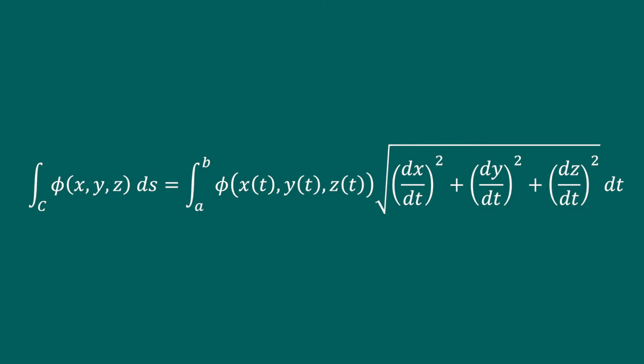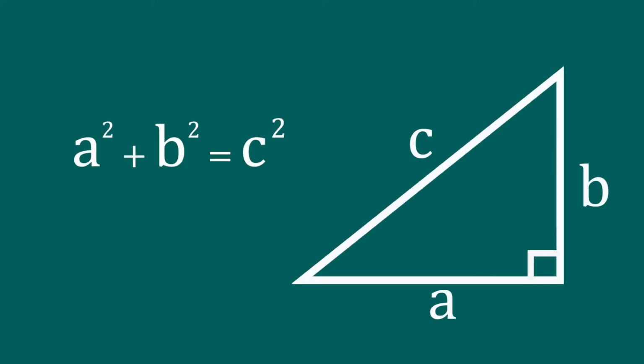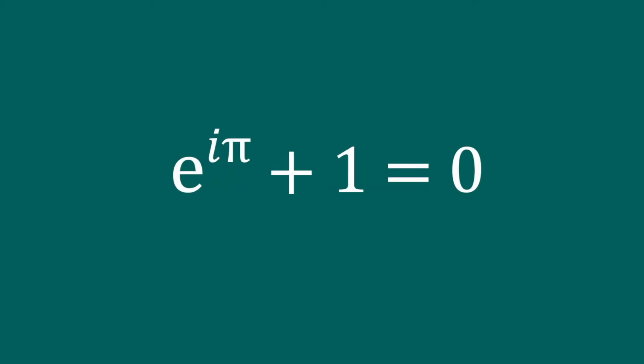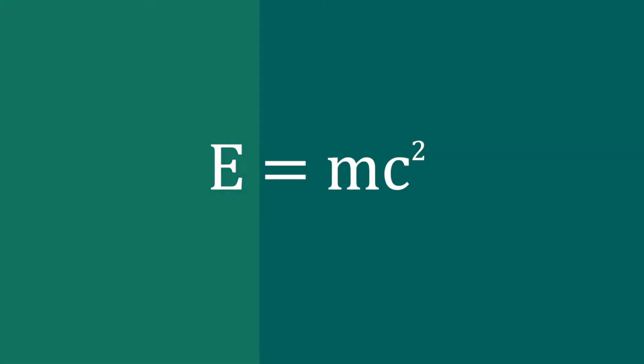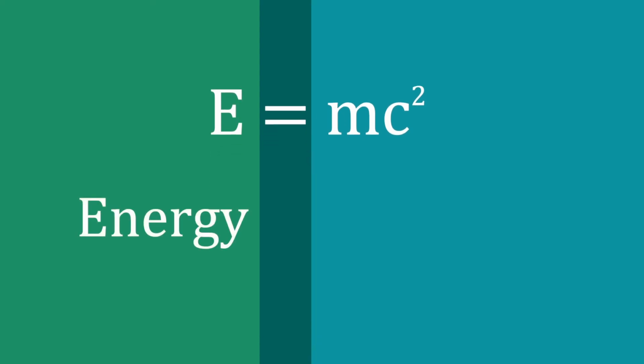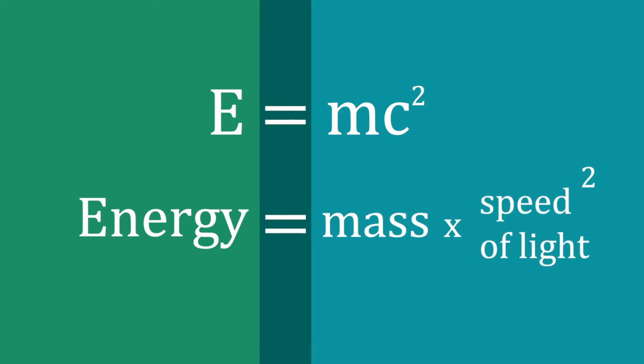Many equations that have been discovered over the years are now very famous, such as Pythagoras' theorem, Einstein's E equals mc squared, and Euler's identity, which relates the numbers 0 and 1, the irrational numbers e and pi, and the imaginary number i. An equation is a mathematical statement which tells us that two expressions, the left-hand side and the right-hand side, are equal. For example, Einstein's equation tells us that the energy of a body is equal to the product of its mass and the square of the speed of light.